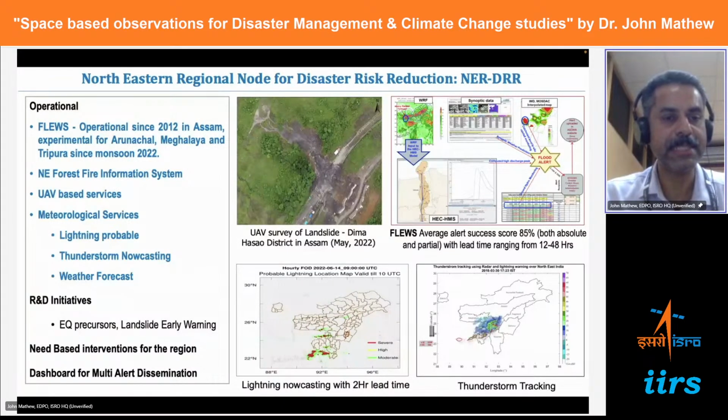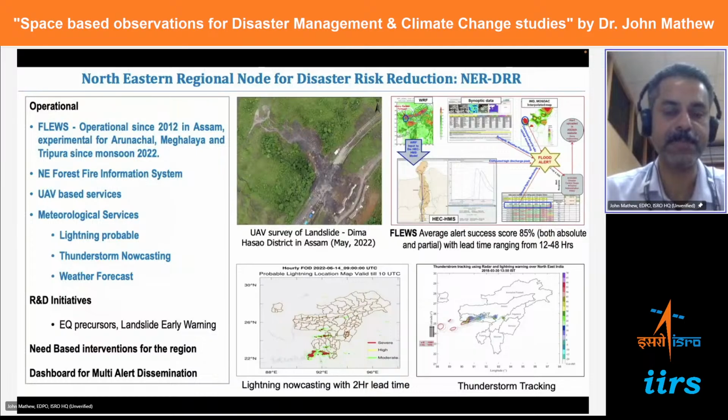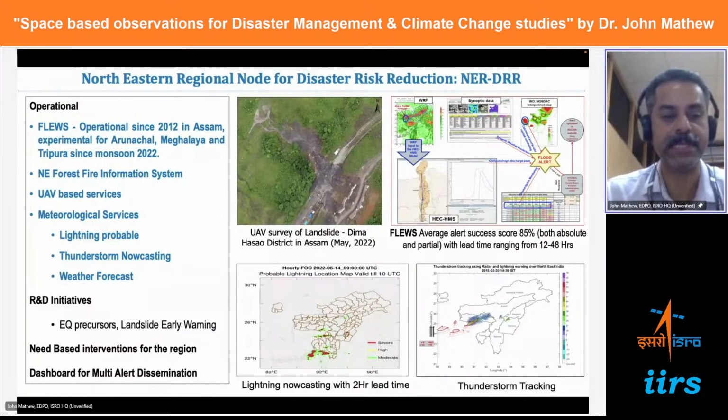And there are other initiatives. We have a center in the Northeastern region called NESAC, the Northeastern Space Applications Center, and they are the nodal agency for this activity. They have capability for unmanned aerial vehicle based disaster management support, which helps them generate very high resolution digital elevation models and damage assessment. And under this NER-DRR initiative, we are also trying to do research into developing a nowcasting system for lightning or thunderstorms in the region.